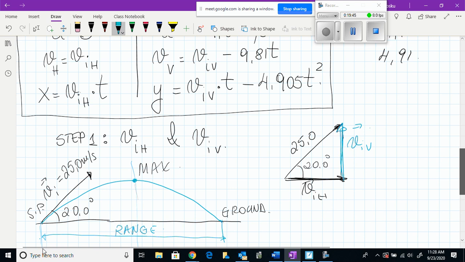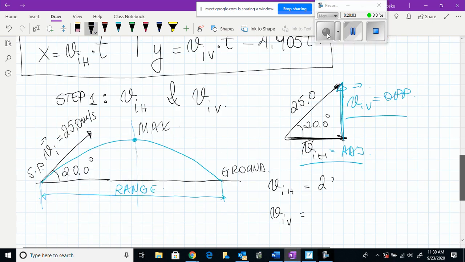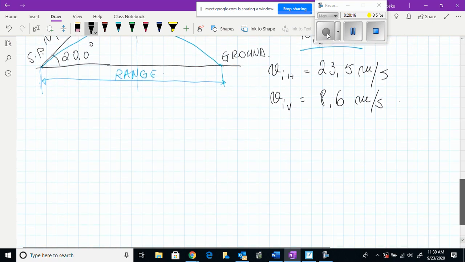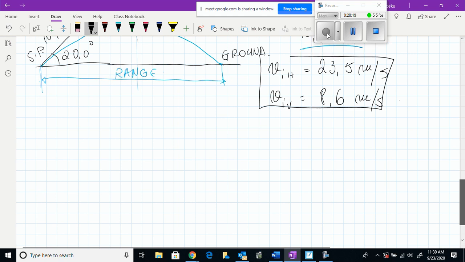Since the horizontal is the adjacent, we will use cosine, and since the vertical is opposite, we will use sine. So now in your calculator, tell me what is the horizontal and what is the vertical component of the initial velocity? Yeah, it's 23.5 meters per second and 8.6 meters per second. 8.60, that's fine.